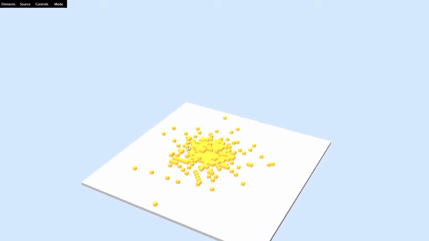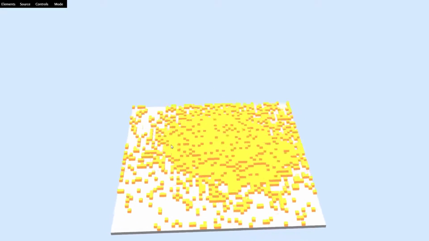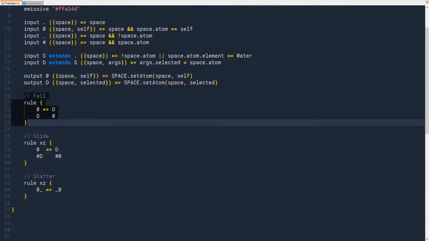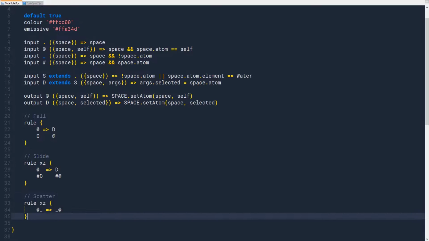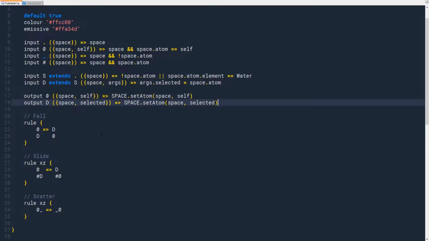So I'm just taking this example of some scatter sand, some sand that falls down and then just scatters around. In my original version of the language, this is what it looked like. We've got three rules here, one rule that makes it fall down, one that makes it slide to the side, and one that makes it scatter around. And every single character you see here was represented by either an input or an output function. It was quite simple. The input functions just ran. If all of the inputs were true, then all of the outputs ran. That was pretty much it.